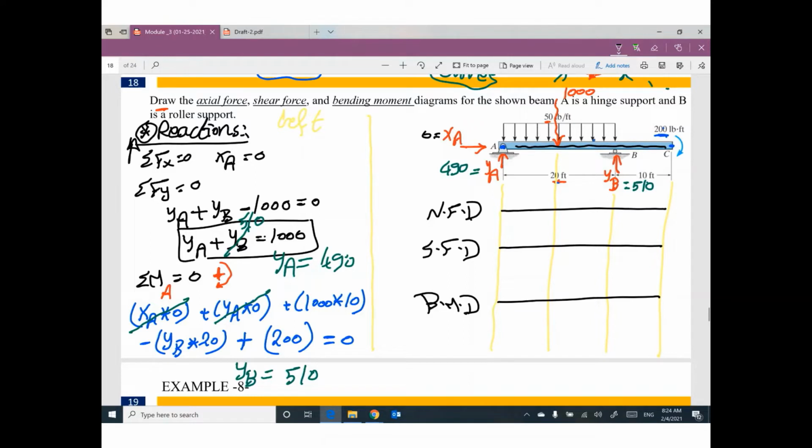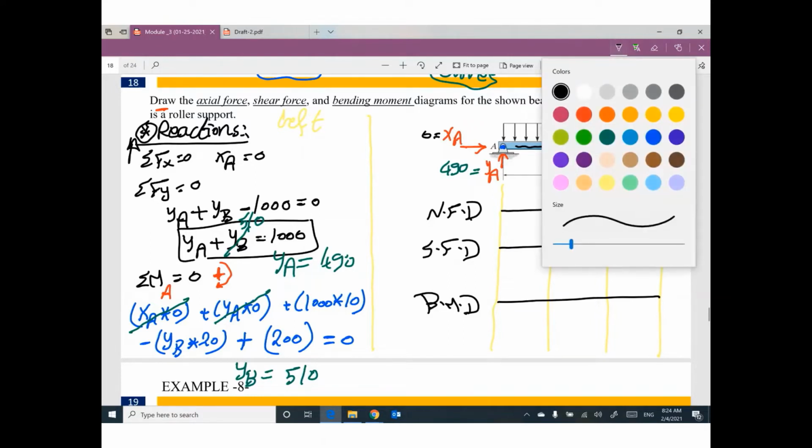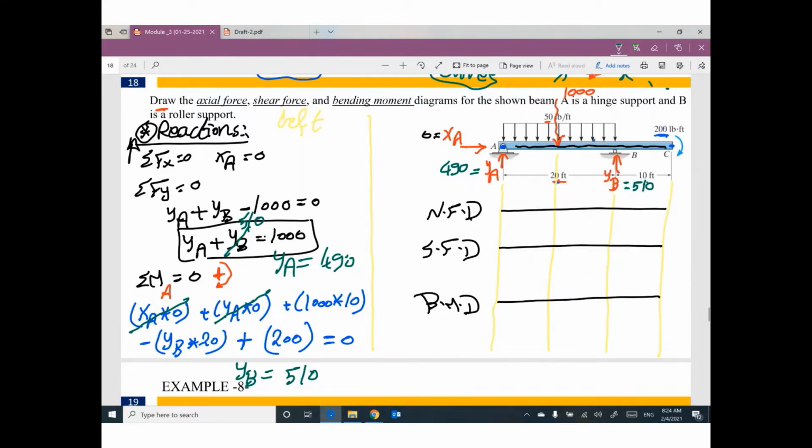Okay? So, for the normal force diagram, I'm going to start from left. Do you have any horizontal force parallel to this beam? Yes, we have XA, how much? 0. We don't have a normal force diagram. Piece of cake. I will start from left for shear. Do you have any force going up or going down? Yes, we have YA going up by 490.